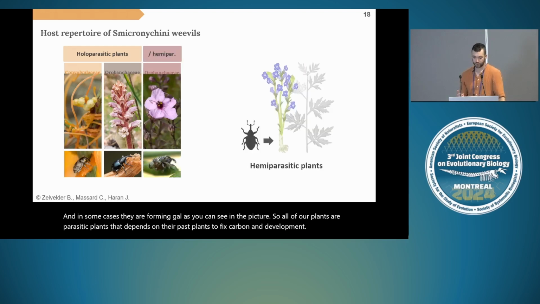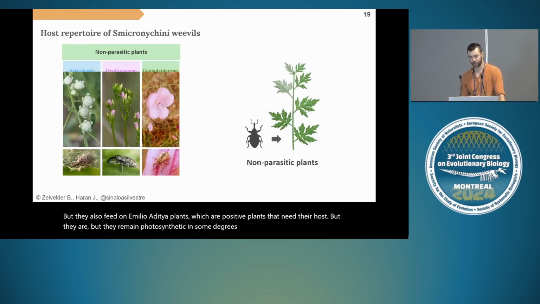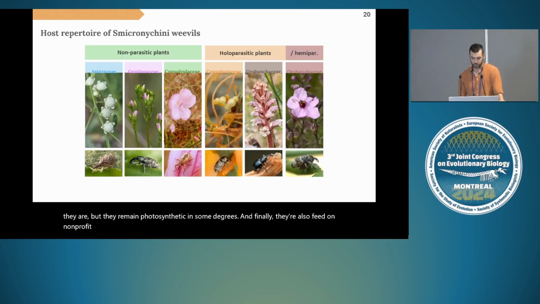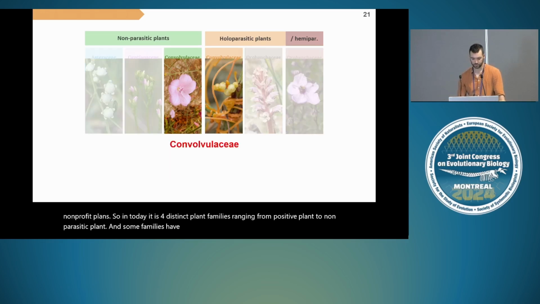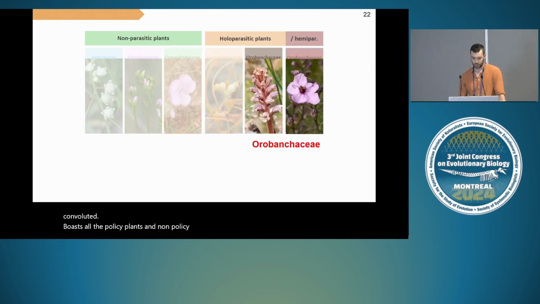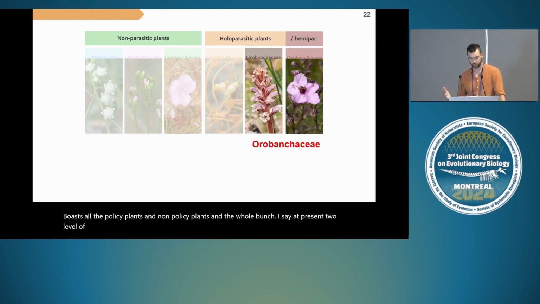But they also feed on hemiparasitic plants, which are parasitic plants that need their host, but they remain photosynthetic to some degree. And finally, they also feed on non-parasitic plants. So in total, it is 4 distinct plant families, ranging from parasitic plants to non-parasitic plants. And some families have several levels of parasitism. For example, the Convolvulaceae present both holoparasitic plants and non-parasitic plants, and the Orobanchaceae present 2 levels of parasitism.